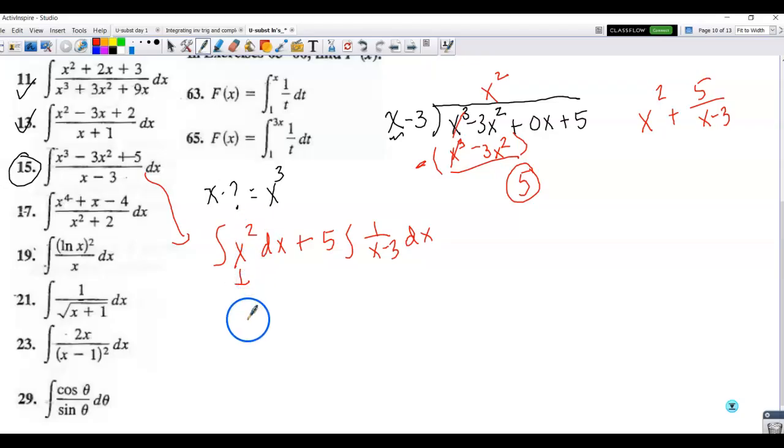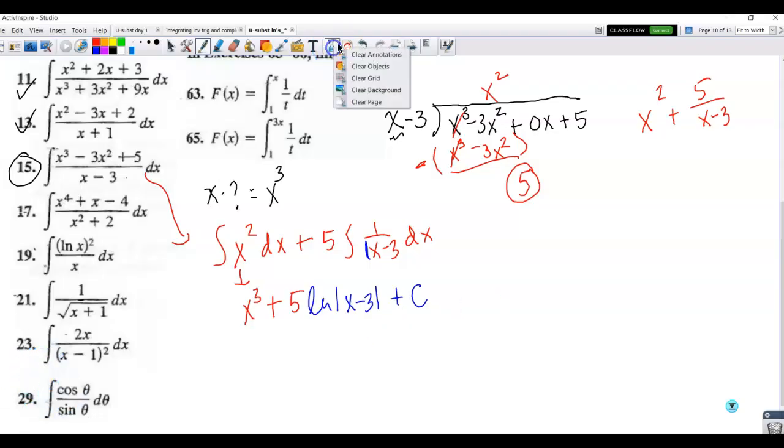The antiderivative of x squared is x cubed over 3 plus, there's my 5 coefficient. Same thing that we had before. The coefficient of x is 1. So I know that that's going to give me ln absolute value of x minus 3 plus c. But you can do the u substitution. It's totally fine. Okay, let's go on to number 17.